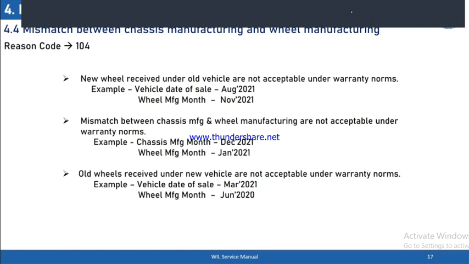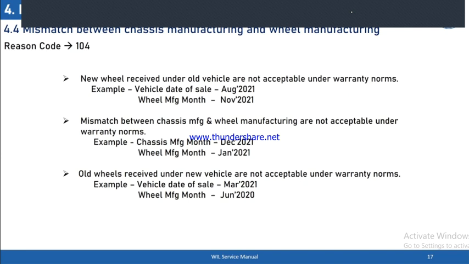Secondly, the chassis manufacturing is in the month of December and the wheel rim manufacturing is after the chassis manufacturing. This is also not possible physically, that the vehicle will be manufactured before the wheel rim and the wheel rim is manufactured after that. So this will also not be covered under warranty.